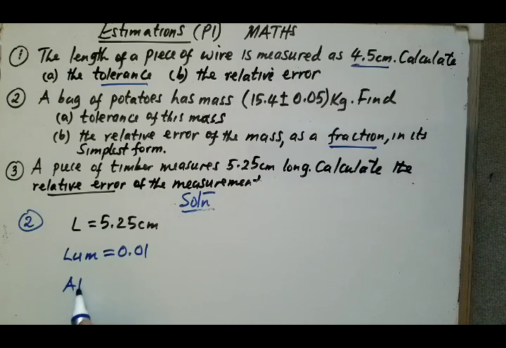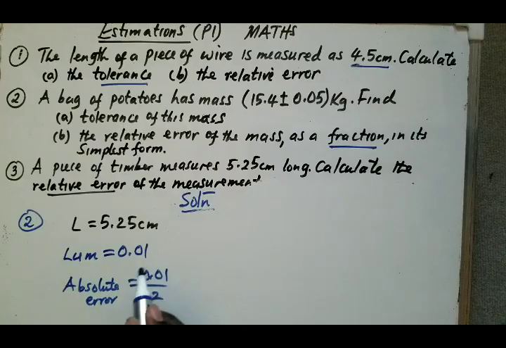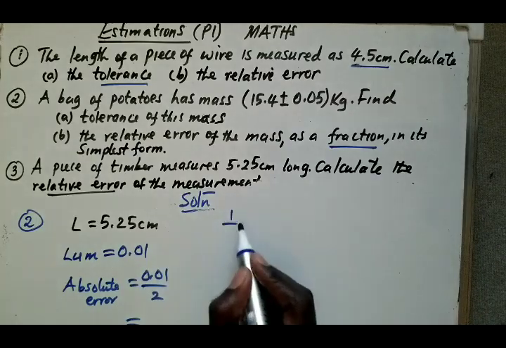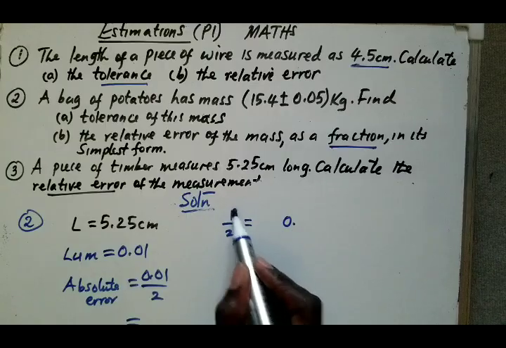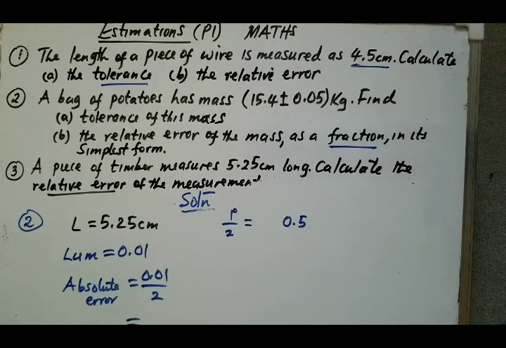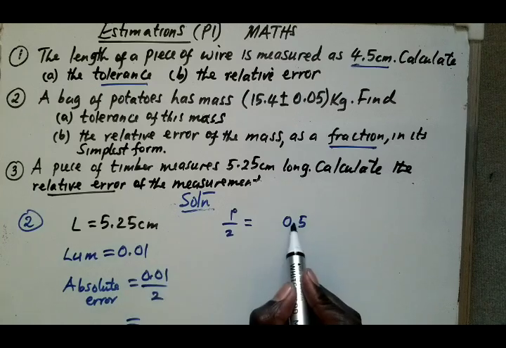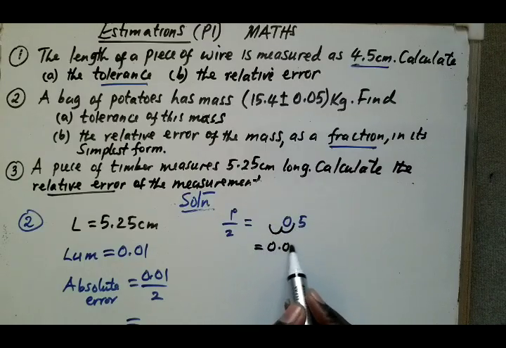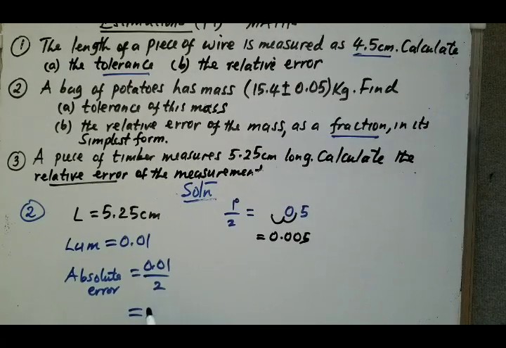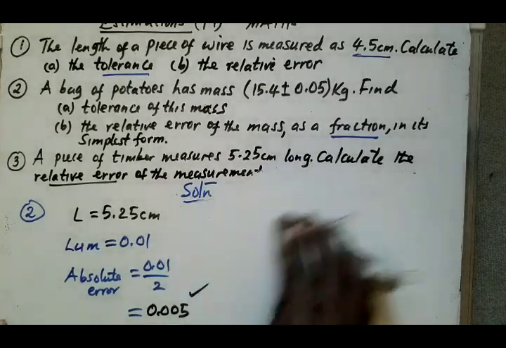Then from there, you need to find the absolute error. How do you do that? You get the least unit of measurement, 0.01, divided by 2. You don't need to struggle. Just ignore the points and get the whole number, which is 1 divided by 2. Can 2 go into 1? No, so you write 0 and a point. Add a 0. 2 into 10 is 5. Because the number on top was to 2 decimal places, you move the point to your left 2 times, so the point will be 0.005. So the absolute error will be 0.005.